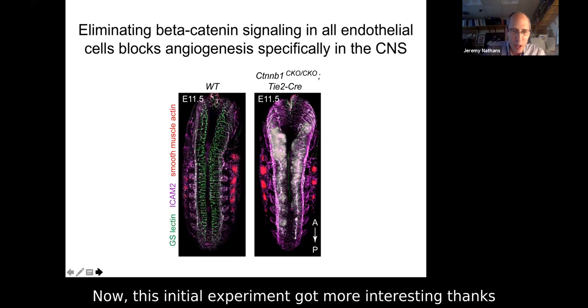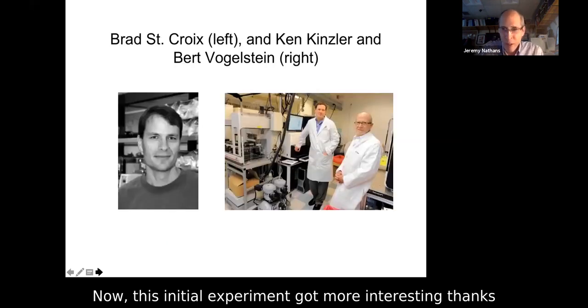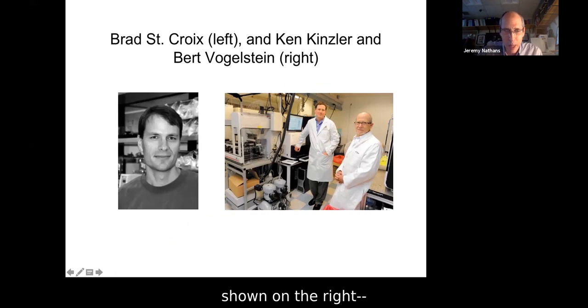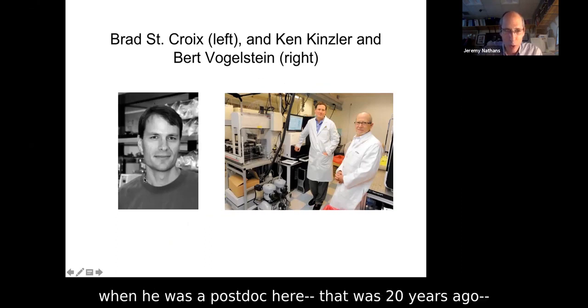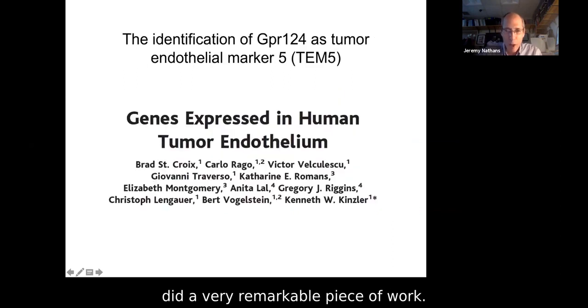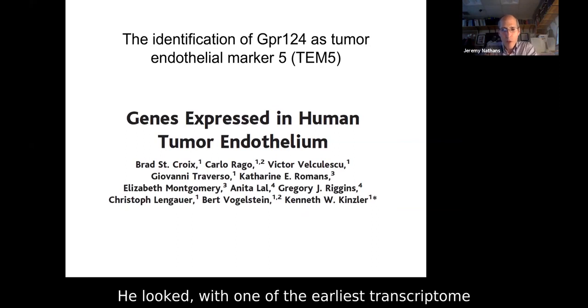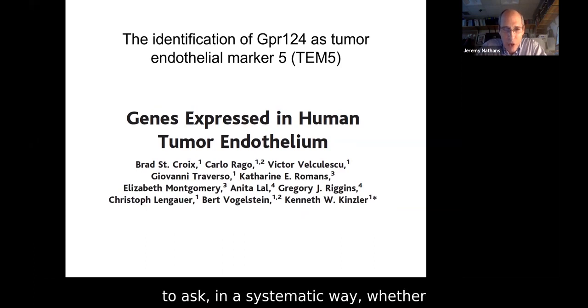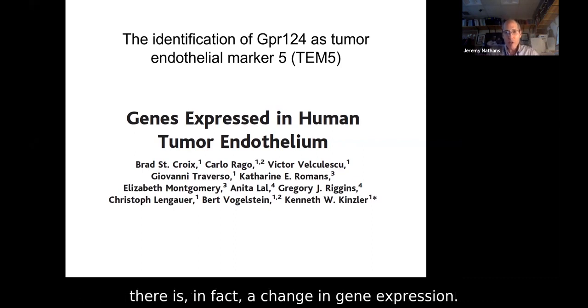Now, this initial experiment got more interesting thanks to the work of my colleagues here at Johns Hopkins, Ken Kinzler and Bert Vogelstein in the oncology department shown on the right, and their postdoctoral fellow, Brad St. Croix, who when he was a postdoc here, that was 20 years ago, did a very remarkable piece of work. He looked with one of the earliest transcriptome technologies, actually invented by the Vogelstein-Kinzler lab, called SAGE, which allowed him to ask in a systematic way whether the vascular endothelial cells in tumors were different in their transcriptomes from the corresponding normal vasculature of non-transformed tissues. And in particular, they looked in the colon, and what they saw was something remarkable, which was there is in fact a change in gene expression.